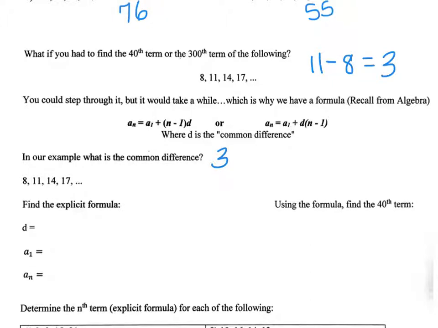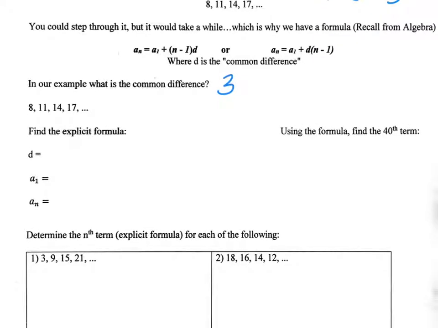So when we move on, we can use this formula to find an explicit formula. An explicit formula is like the original formulas that we had, where you just had a formula and you could plug in, say, if you want to find the 40th term, like we want to here, you could just plug in 40 and get the answer. The first thing that you always need is that common difference. We have that. The second thing that you need is your first term. So our first term is 8.